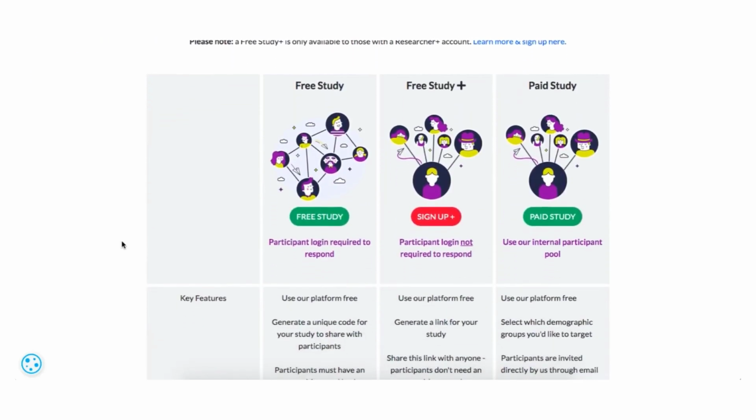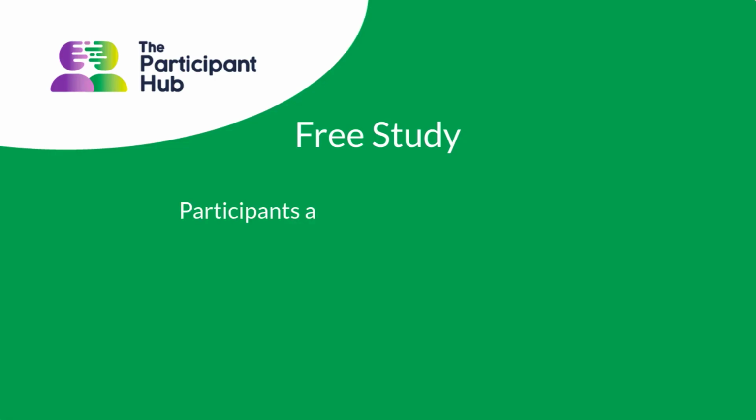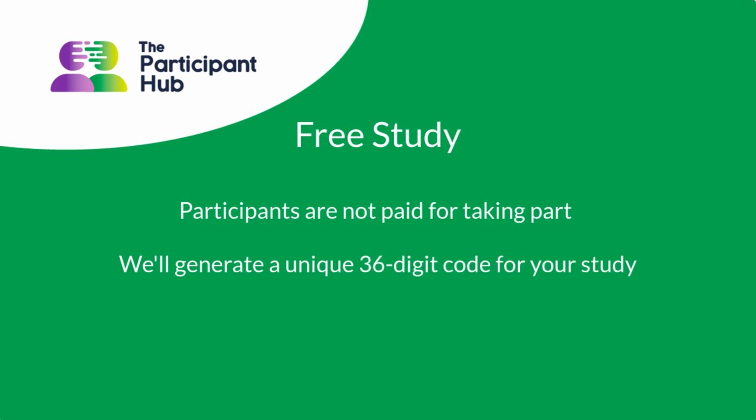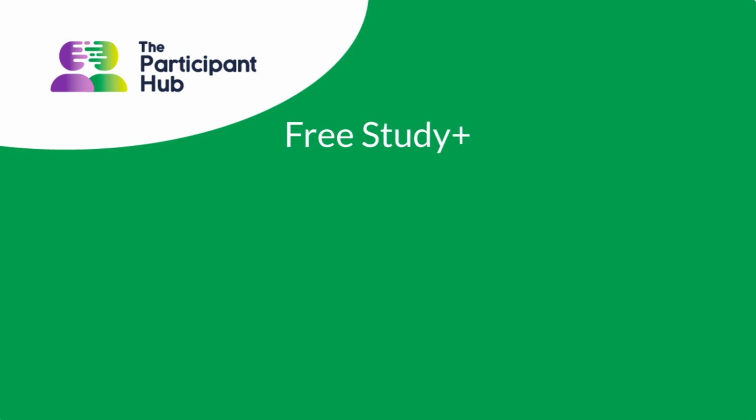The next step is deciding on how you're going to get participants for your study. Depending on the type of account you have, there are a few different options that you'll have on this page. A free study is where participants are not paid for taking part. Once you've created your study, we'll generate a unique code which you can share with people so that they can enter the study. Everyone you share this code with must create and log into a Participant Hub account to be able to take part.